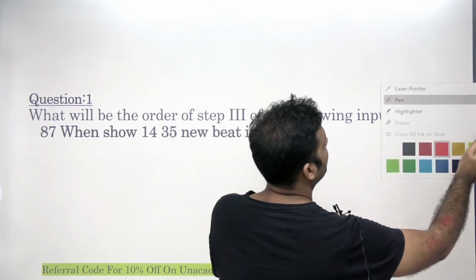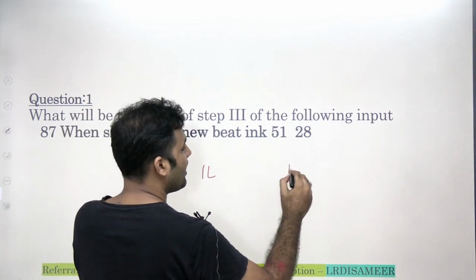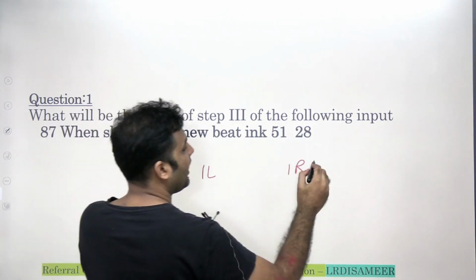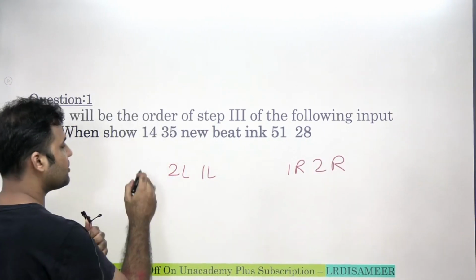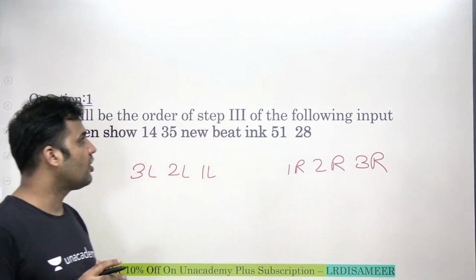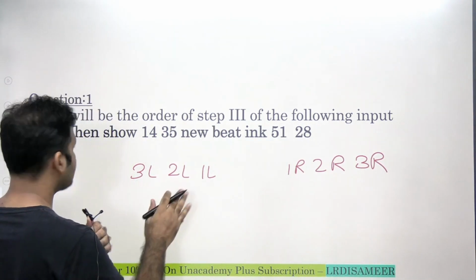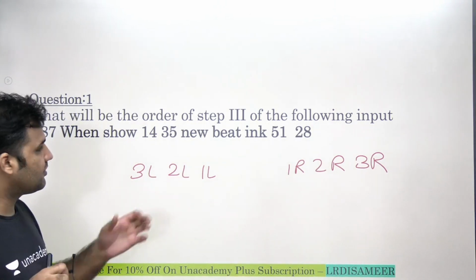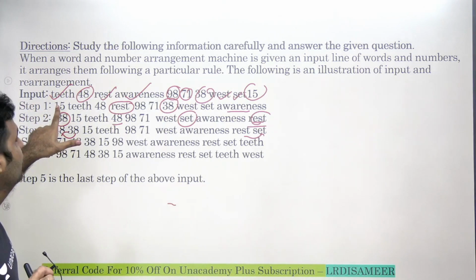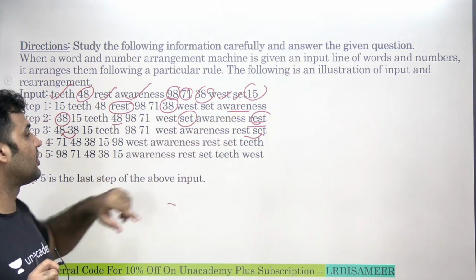One of the elements will be 1L on the left hand side, 1R on the right hand side. In the second step, 2L will move here and 2R will move here. In the third step, 3L will move here and 3R will move here. Now, if I want to write down the step 3, all I have to do is just do the ranking of the elements and place it and you'll get your answer. Now, as per the given instruction, the smallest number was moving first, and the smallest alphabet was moving on the right hand side.